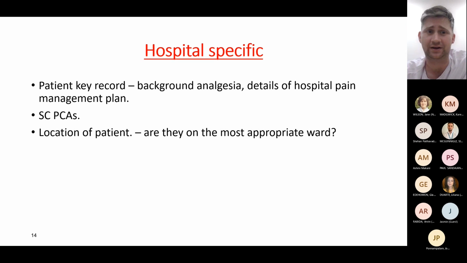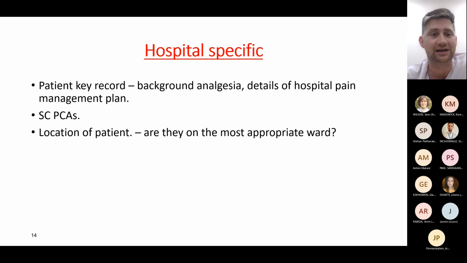Hospital-specific stuff we could do for pain is patient key records. We can know what their background analgesia is, so we know what they're actually having at home, what they could have taken before they came in. And it also tells us the details of hospital pain management plans, so what they get when they come into A&E, what they can have on the ward, how long they might get parenteral analgesics for before we switch to orals, whether they have had a PCA before and we're happy for them to have one.